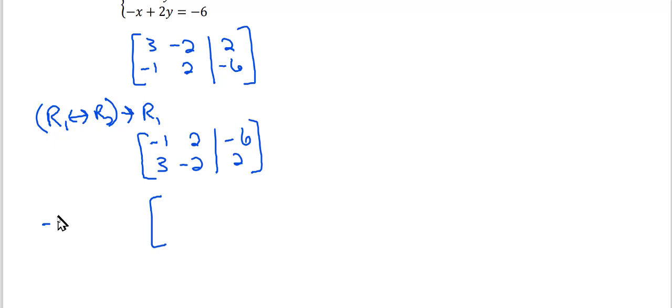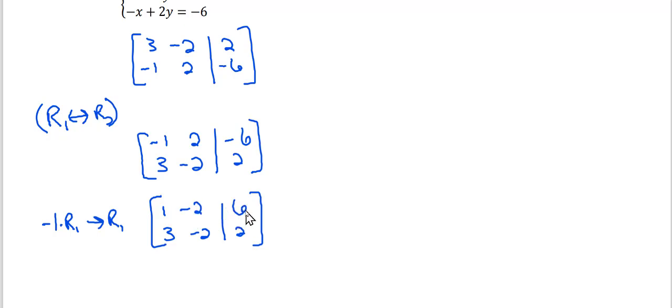And then I'm going to multiply row 1 by -1 and put it in row 1. You have to switch both of them. Because I'm not changing row 2, I am going to leave it. -1 times row 1 is 1, -2, 6.